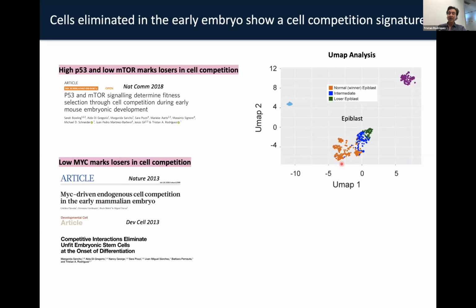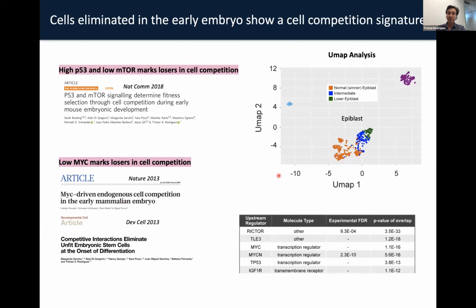When we analyzed which factors have enriched targets within the genes differentially expressed in the loser epiblast, we found that these factors corresponded to Rictor, which is an mTOR target, to c-Myc, to p53, and to the IGF that lies upstream of the IGF receptor that lies upstream of mTOR. So essentially they presented as a typical cell competition signature, indicating that this loser cluster is most likely eliminated through cell competition.